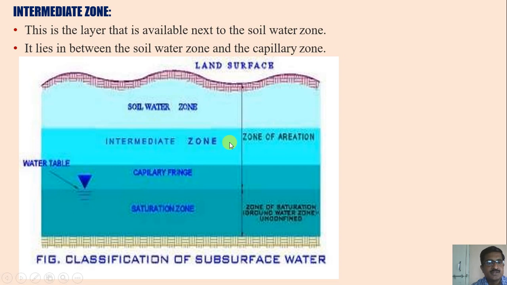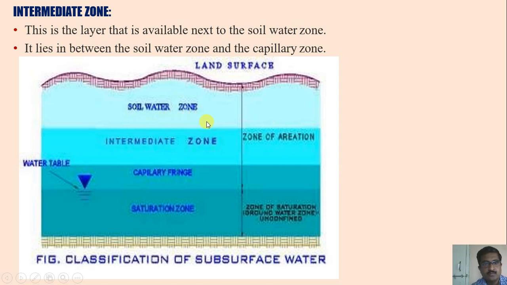Now we also have to discuss the intermediate zone. This is the layer that is available next to the soil water zone. It lies between the soil water zone and the capillary zone. The cross section is shown here for these different zones. At the bottom you can find the saturation zone. Above that the capillary fringe is there. Then you can find this intermediate zone, and above that you can find the soil water zone.